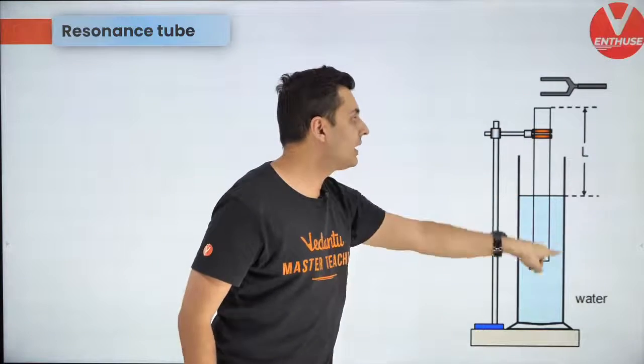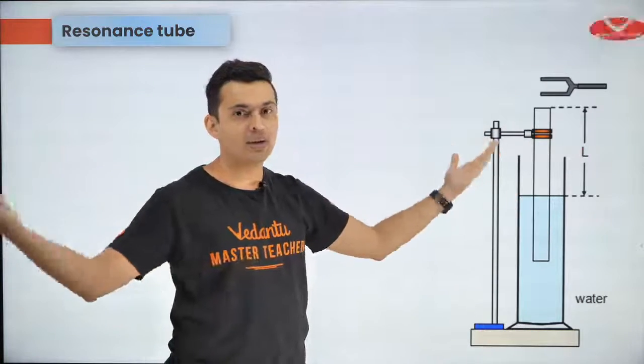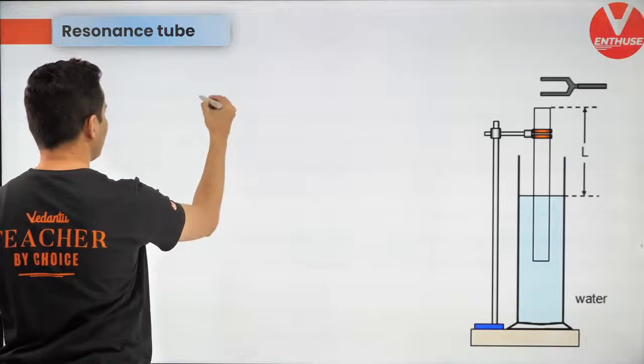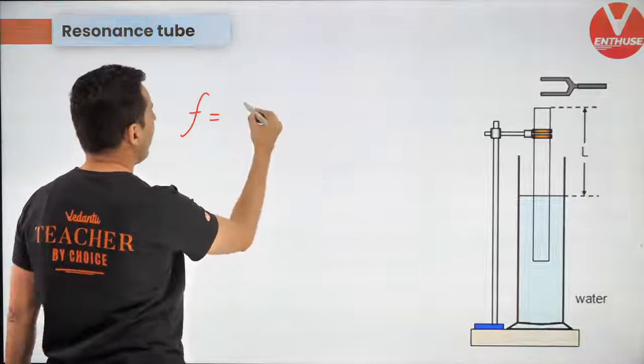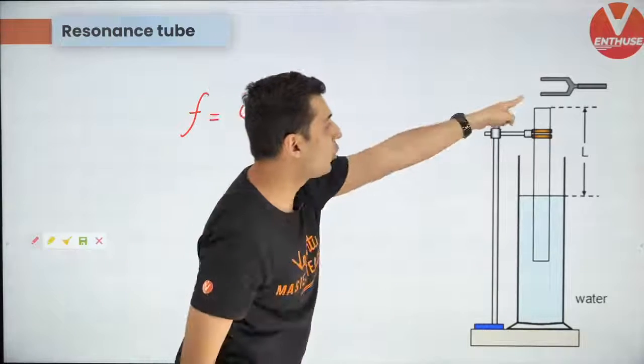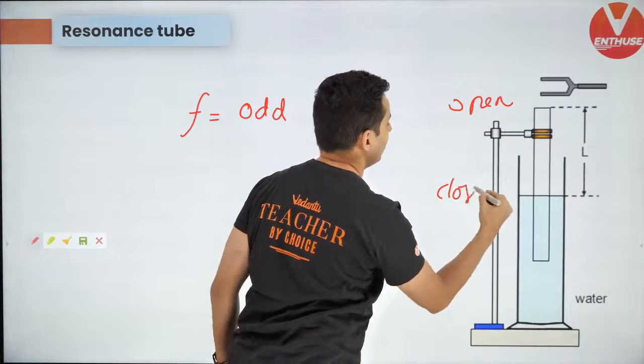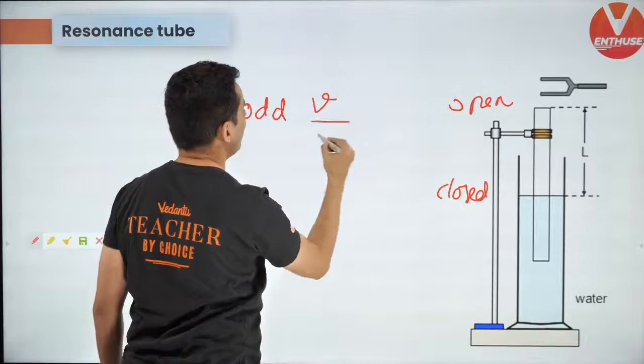So you note down the length and that's it. You know the formula for frequency, guys. F is odd times V by 4L. Why odd? Because this is open closed. Keep in mind, this is open, this is closed end.